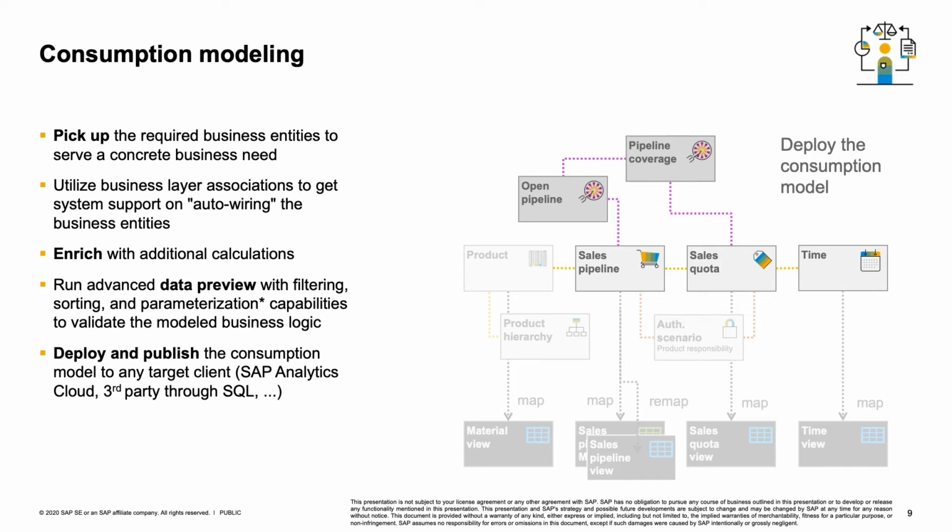So you are deploying a subset, a projection out of your business entities, and telling for a concrete use case which model you require to consume. And for that, you are deploying a consumption model, which we will also see in the system now.